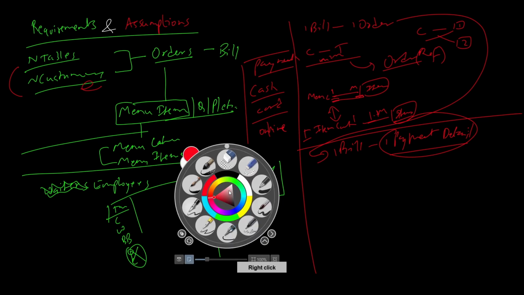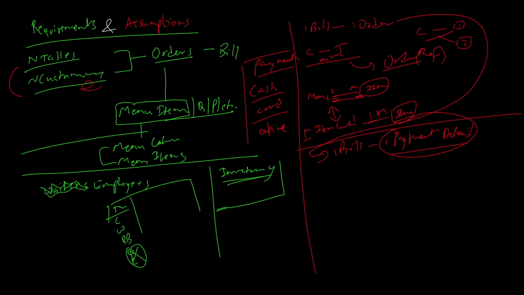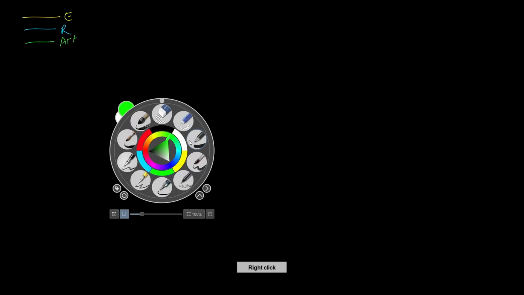Okay, let's see how it goes. So the yellow will be the entities, the blue will be the relation, and I think the green could be the attributes. This is the code that we are following. All right, let's just start.